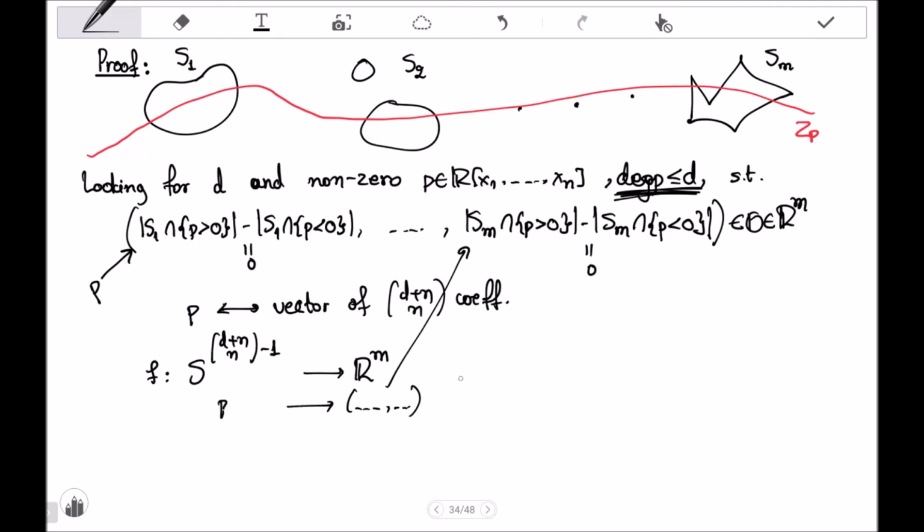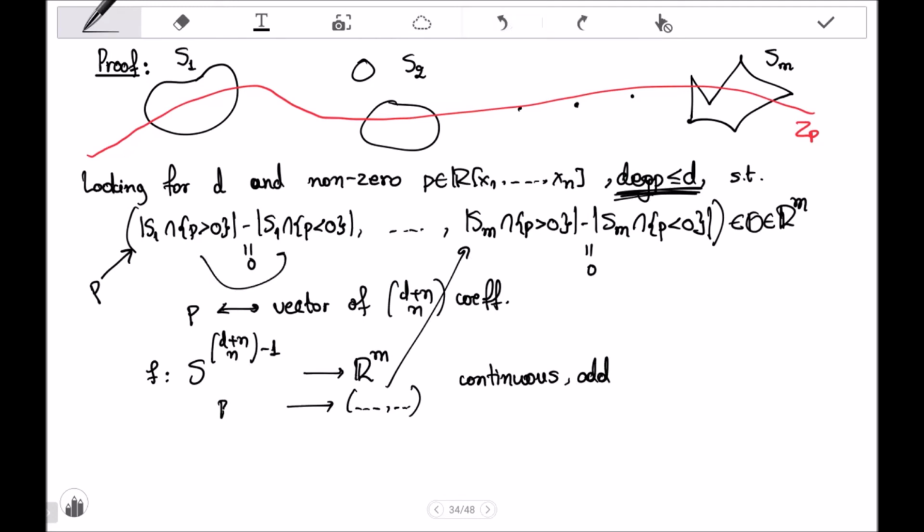And this map is continuous because if I change the coefficients of a polynomial by very little, then the areas where the polynomial is positive or negative won't change too much. And it's also odd because if you take minus p, then that becomes negative when p was positive and becomes positive when p was negative.